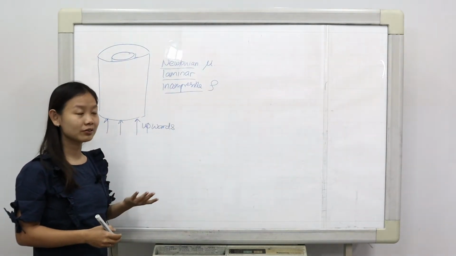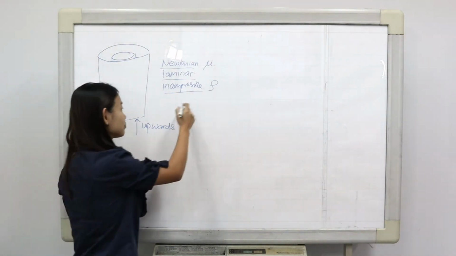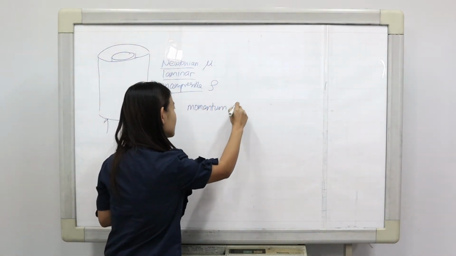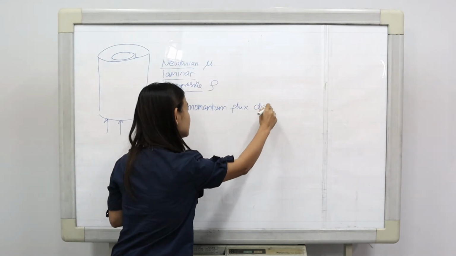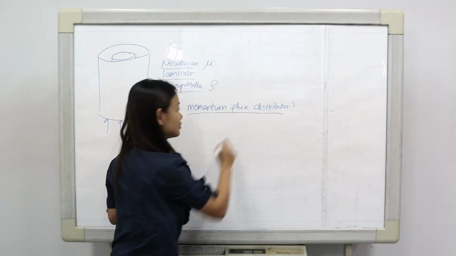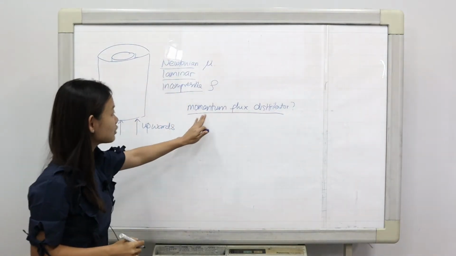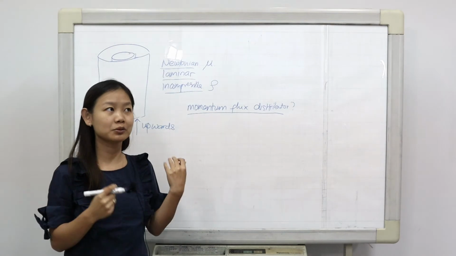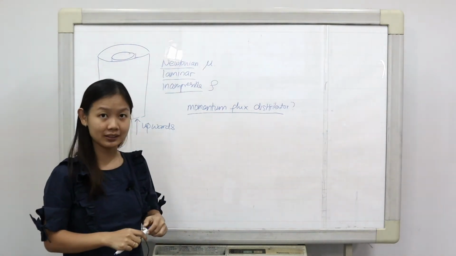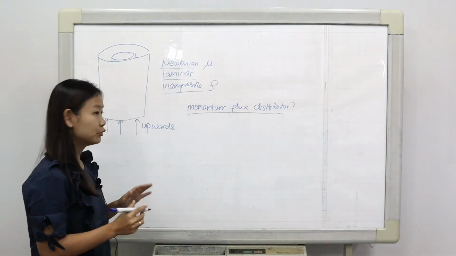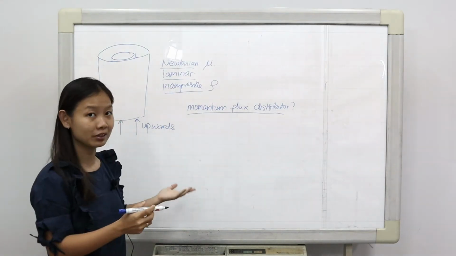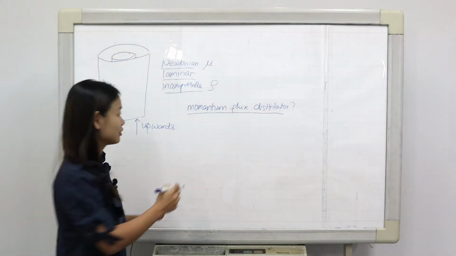So to know how the momentum flux distribution is, we have to make a shell momentum balance in this case. To make the shell momentum balance, the first thing that we have to do is draw the shell. So how is the shell? I will try to draw it here. Hopefully it's clear enough.